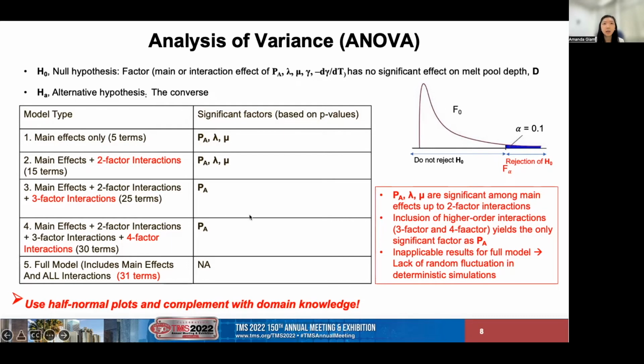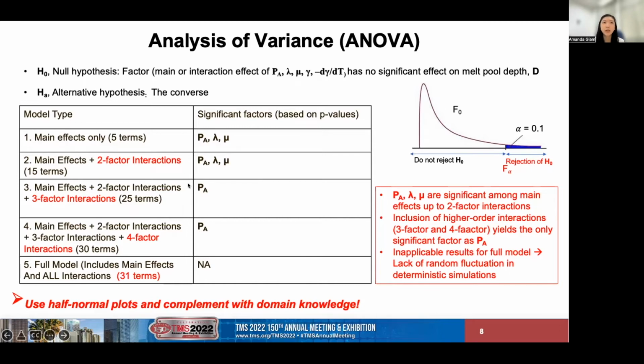And these are the results that were found from the 5 different models, because we know that essentially ANOVA is a multiple linear regression model, so we can choose what terms we want to add into the model. So from the first and second model, we see that in a model that consists of either the 5 input parameters, or the 5 input parameters and the 2-factor interactions, only 3 factors are actually found to be statistically significant based on the p-values, which is the laser power absorption, thermal conductivity, and viscosity.